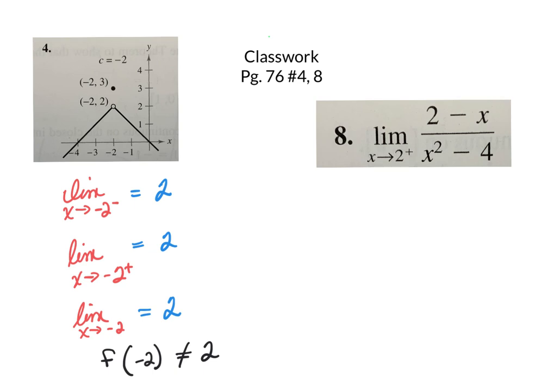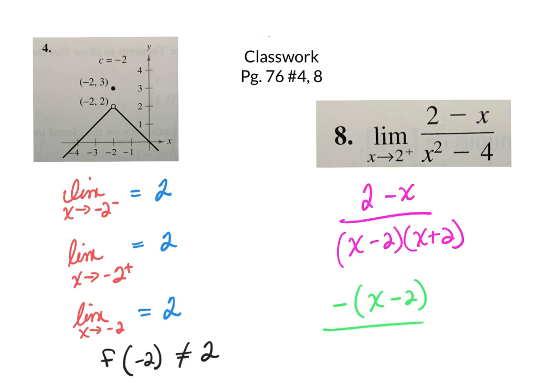The top cannot be factored, right? What about the bottom? X minus 2. There you go. Now what do we do when it's switched like that? Do y'all remember? Take out a negative. Yeah. So take a negative 1 out of the top. It becomes a positive x and a negative 2, right? What can I cancel? X minus 2. Yeah, I'm left with a negative 1 on top and an x plus 2 on bottom.